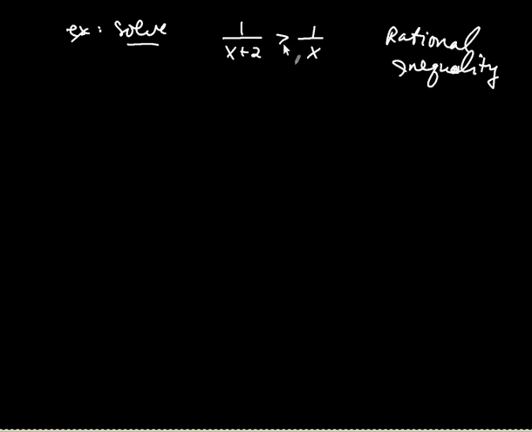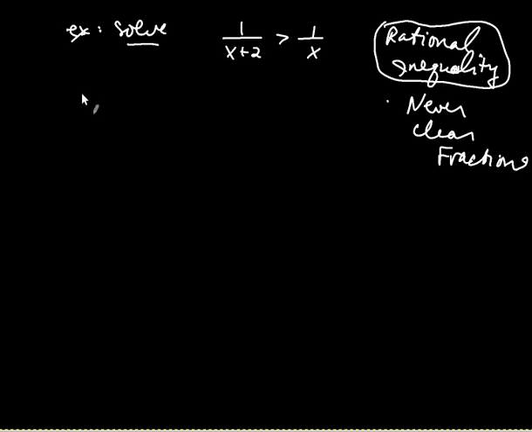If the LCD is positive, I would leave this as greater than. And if it was negative, I would have to flip the sign. Because you don't know if you're multiplying by a positive or negative, you never clear the LCD when you have a rational inequality. You never try to clear fractions by multiplying both sides by the LCD. So you never clear fractions when you have a rational inequality.